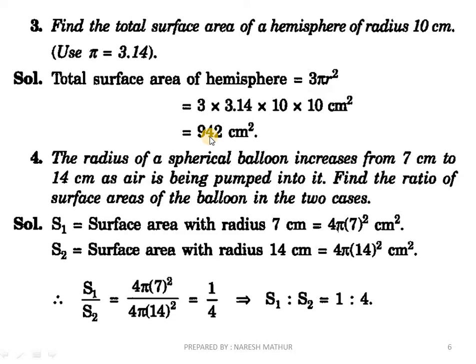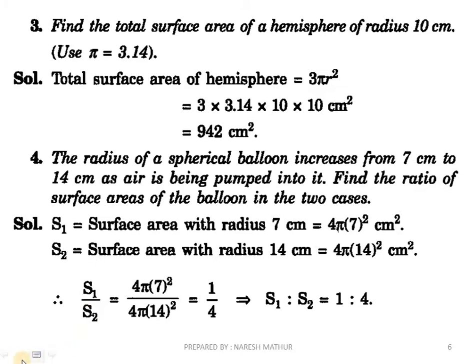In the next question, we are given radius of a spherical balloon increases from 7 centimeter to 14 centimeter as air is being pumped into it. Find the ratio of surface areas of the balloon in the two cases. Initially, let's say we have a balloon whose radius is 7 centimeter, and when we continue pumping it, after air is being pumped into it, the radius of the balloon becomes 14 centimeter. So we need to find the ratio of the surface area of the balloons.